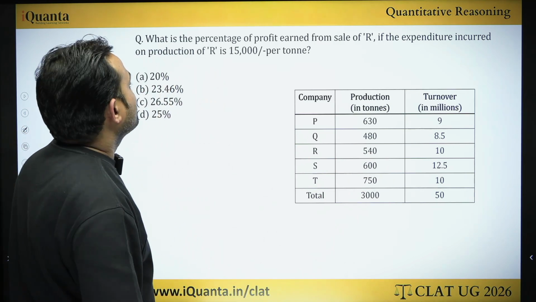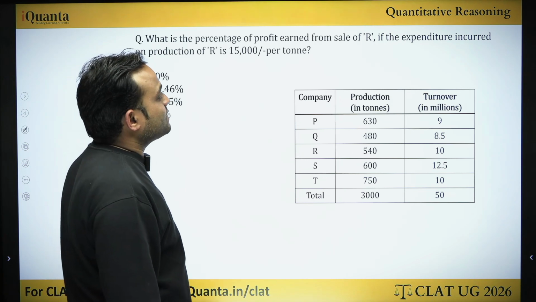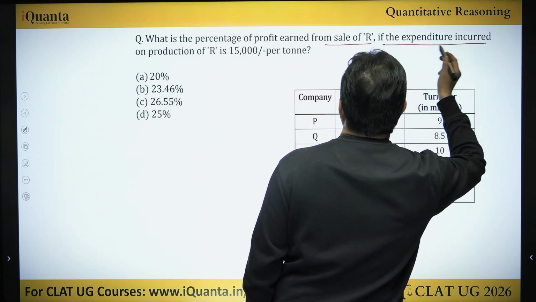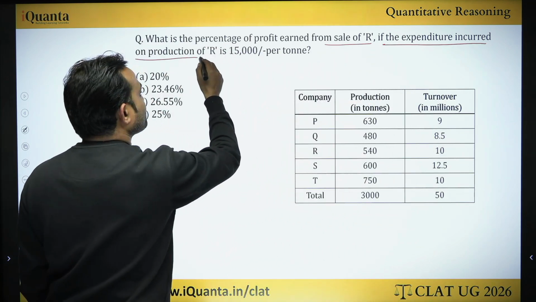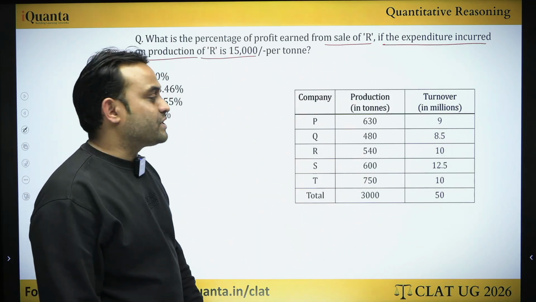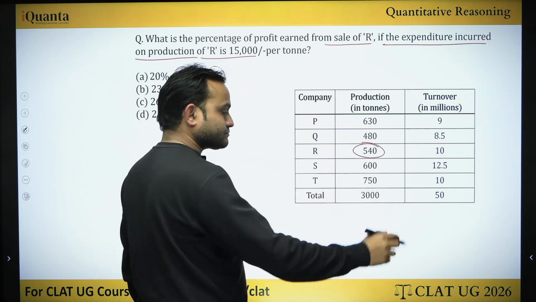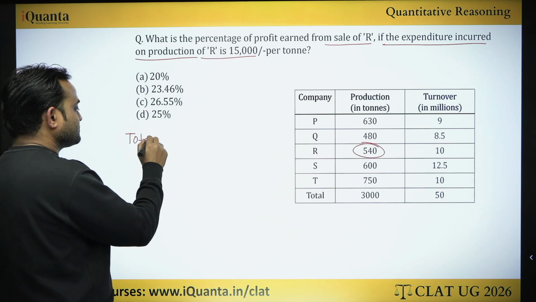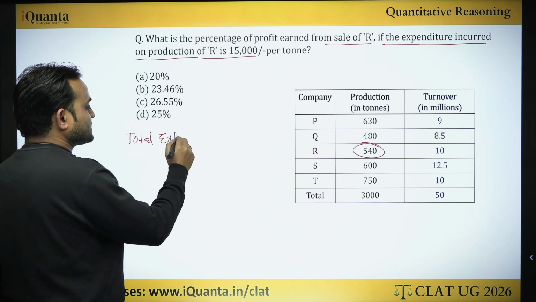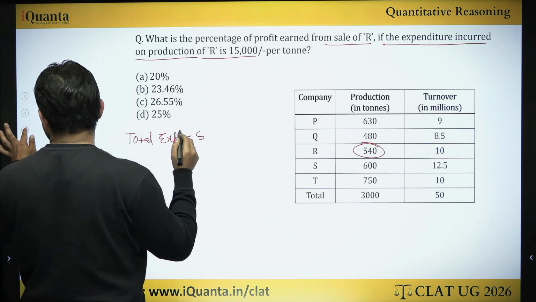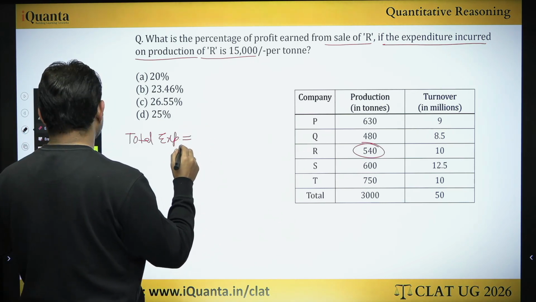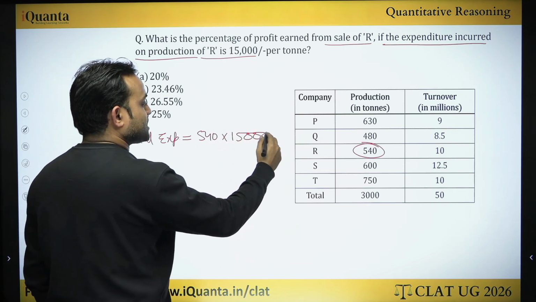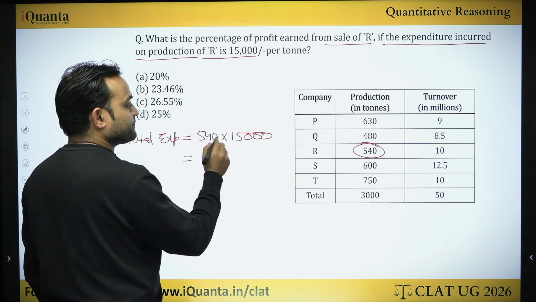Question number 1. What is the percentage of profit earned from sale of R if the expenditure incurred on production of R is 15,000 per ton? Can we say what will be the total expenditure? Total expenditure will be equal to 540 into 15,000, which is equal to 54 into 15.